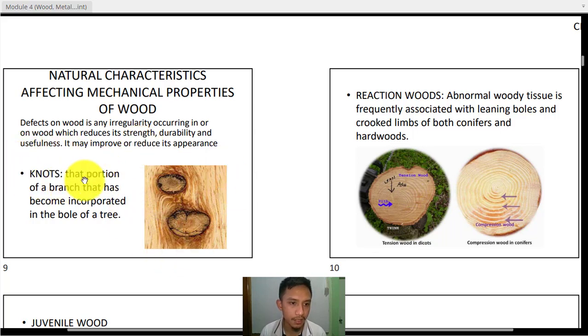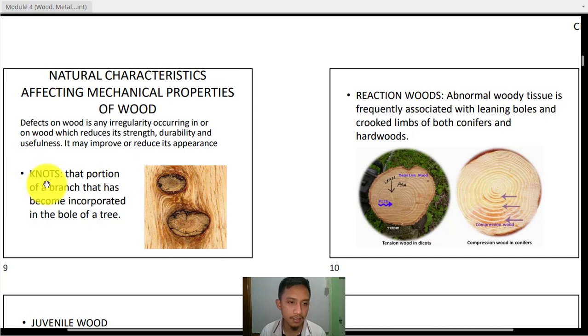If you say knot, that is that portion of a branch that has become incorporated in the bole of a tree. Of course, if you try to cut that, for example, you are after a 2x3, and suddenly we will be cutting within this part of the knot, then this knot will weaken your member, which is a 2x3. Maybe that will be on the half or on the edge part, then that will still be reducing the strength of the size that we are after.